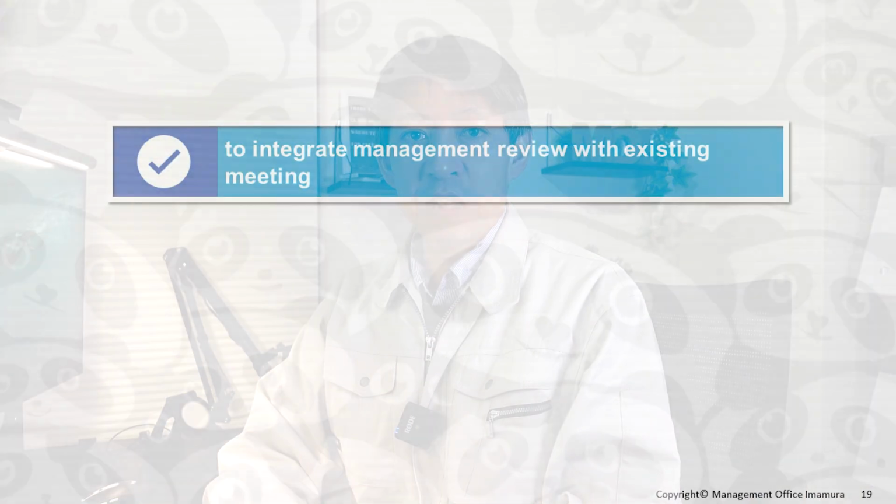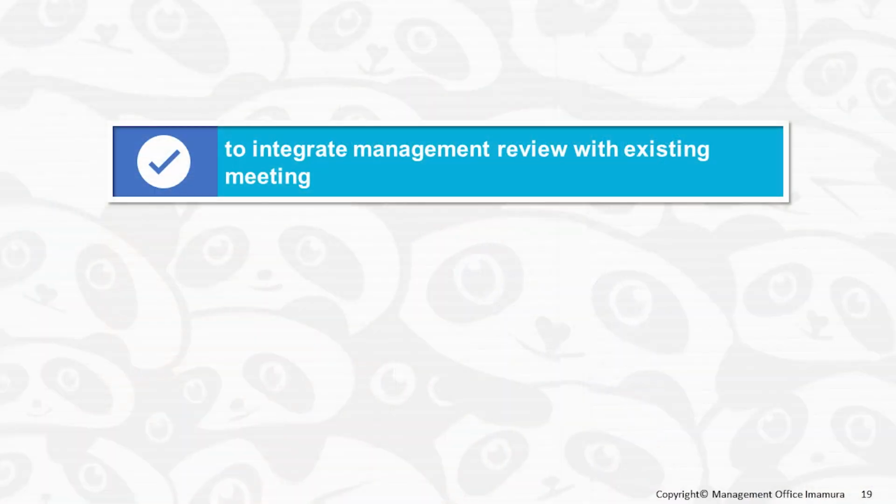To conclude, I'd like to suggest some effective techniques for conducting successful management review. The first technique is to integrate management review with existing meetings. Many companies already have established regular meetings such as executive or managers meetings, which can serve as an opportunity to conduct management review. By doing this, there is no need to schedule additional meetings, which can save your time and resources. This approach can streamline the management review process and ensure that it is conducted efficiently.